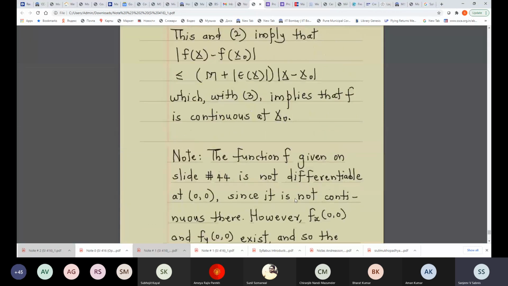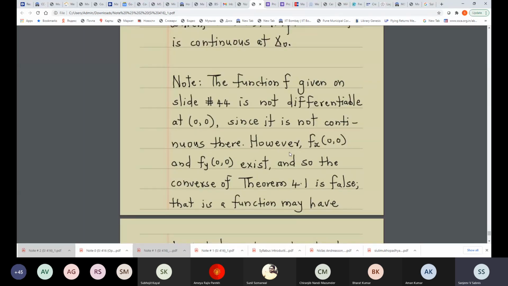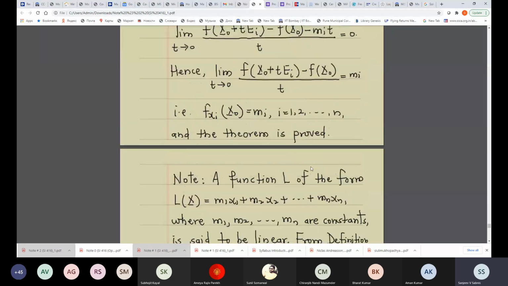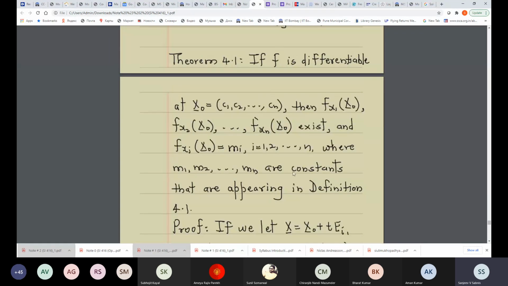But there are sufficient conditions in terms of fx, fy. I'm talking about a function of two variables, let's say fx, fy. So there are sufficient conditions on fx and fy, and if those conditions hold, then the converse holds. So the question that we are asking is, when does the converse hold? The converse holds if the partial derivatives are continuous.